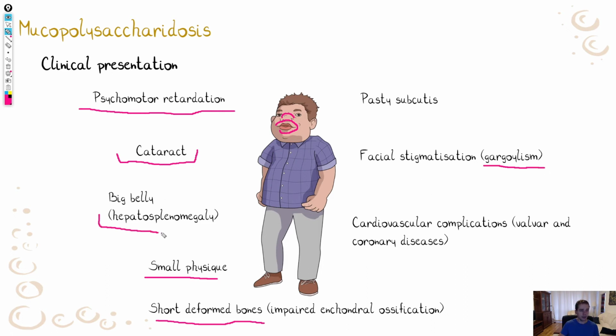Usually they have a big belly because of the hepatosplenomegaly, but again, the biggest problem is inside. So those patients have a lot of cardiovascular complications like coronary diseases, valvular diseases, and they are usually the cause of the death.